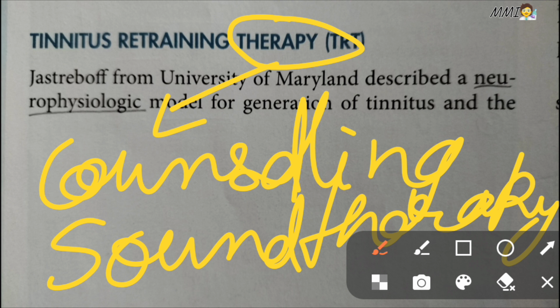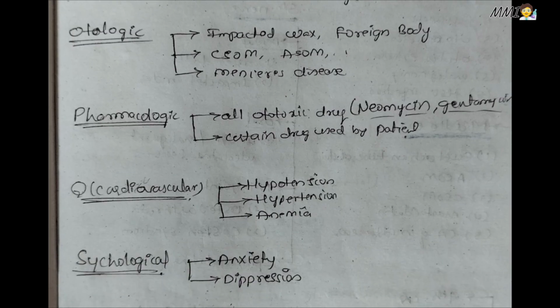Tinnitus is not only because of a ringing sensation in the ear, but there is also some combination of things. The patient gets annoyed because of his limbic system, auditory system, and autonomic nervous system. That's it, guys. This is the end of tinnitus.